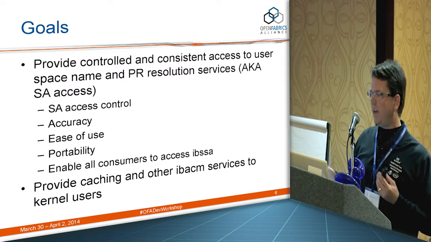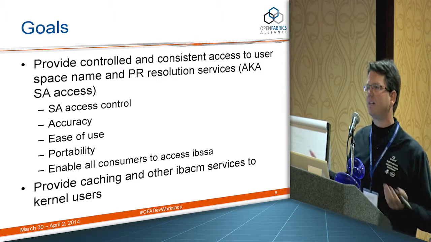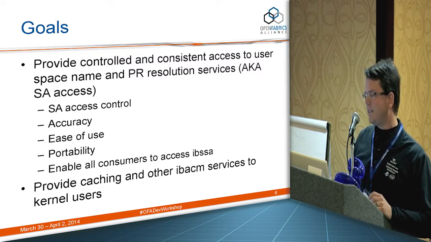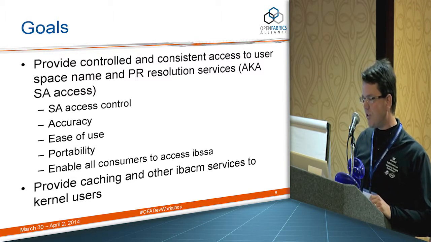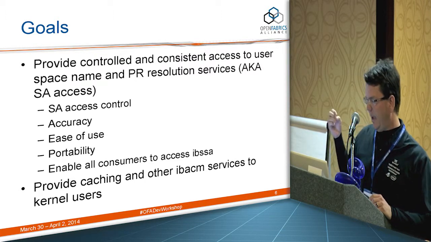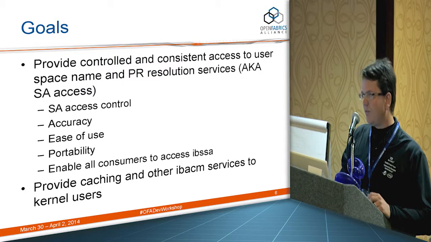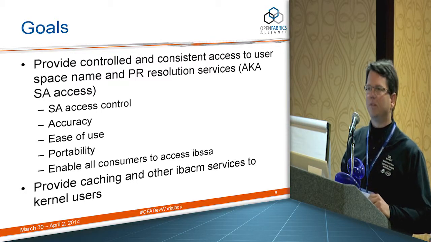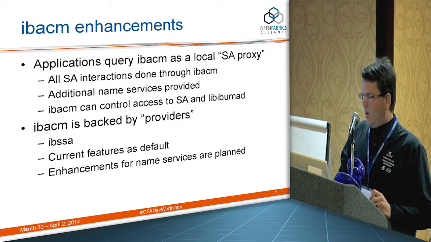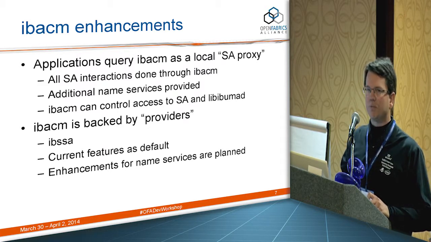So I'm presenting IBACM as what I'm terming loosely an SA proxy, for better or worse. It provides controlled and consistent access to user space name and path record resolution services: SA access control, accuracy, easy use, portability, and enabling all consumers. Todd talked about this already. And then, of course, caching and the scalability problems that we've discussed in the last couple presentations. We are proposing everything is done through IBACM with some additional name services beyond what it currently can do.